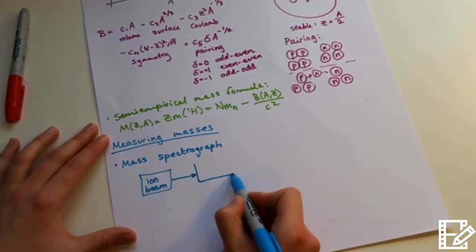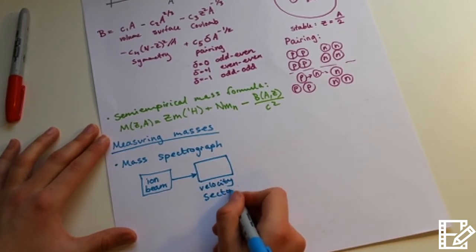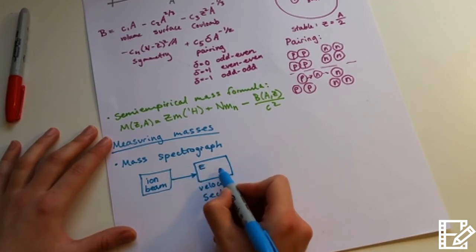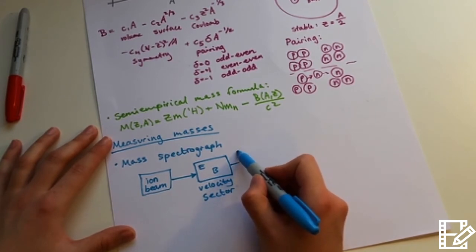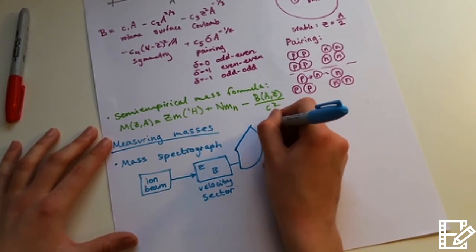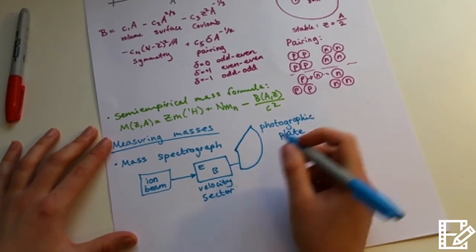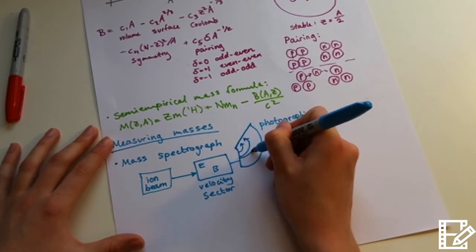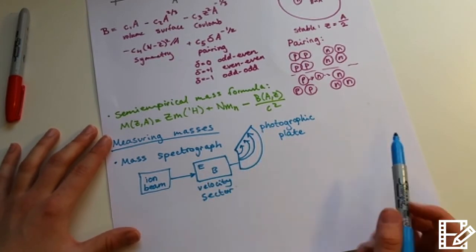And then we put the beam into something that we call a velocity sector. I won't go into the details, but it basically applies an electric field and magnetic field onto this ion beam, so that when they then pass through to what is called a photographic plate, basically these charged ions get deflected by different amounts, which means we can then deduce the mass from the amount that they've been bent by the magnetic field.